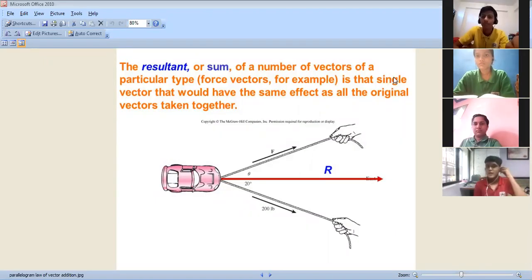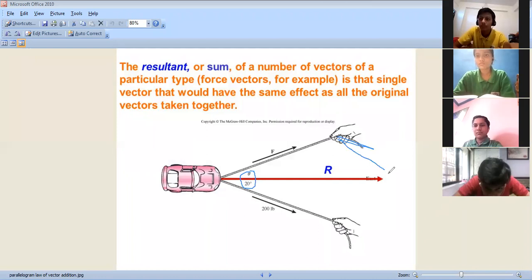Now is it visible to everybody? Yes, sir. Now tell me, what is the angle between the two forces? It's already been given, that is 20 degrees. So we will be using the parallelogram of vector addition. We will be drawing a parallel line like this and another parallel line like this to form a parallelogram.